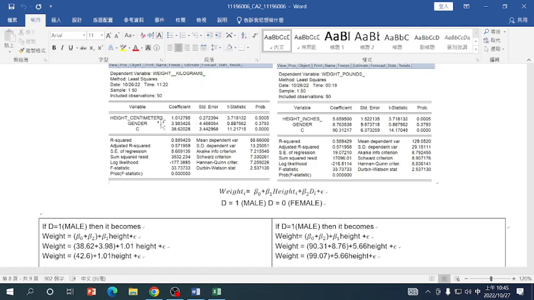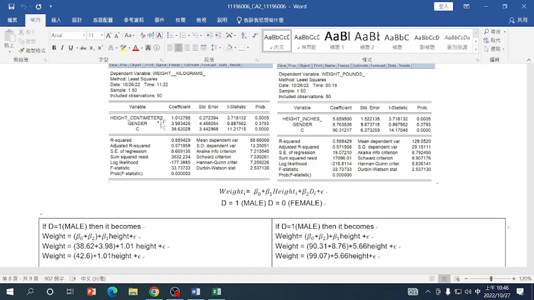Okay, now explain the coefficient of the gender. The coefficient of gender is 3.98. Explain this coefficient. So when the gender is male, there will be a 3.98 kg increase in weight, holding height constant.